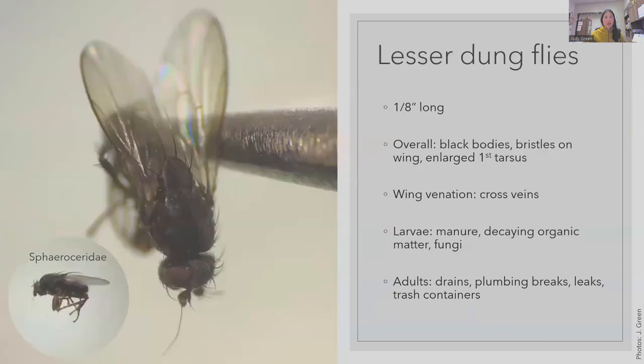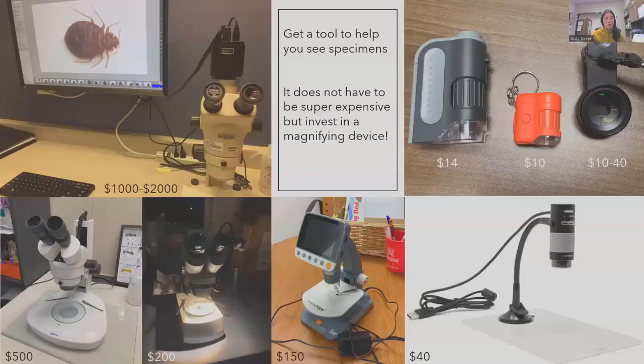And then we've got one called the lesser dung fly. These kind of look like house flies, but they're a lot smaller. They're about 1/8 of an inch long, and they indicate a pretty bad situation as well. Decaying organic matter, fungi. The adults are associated with plumbing breaks and leaks, sewage, trash containers. So when you find these, you often find hundreds, if not thousands. So it's usually not a good sign when you see these.